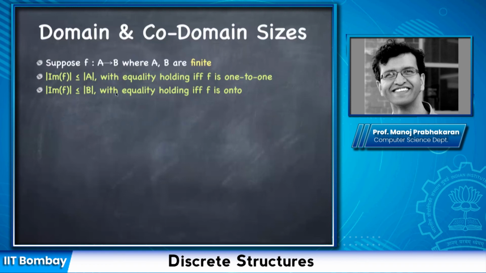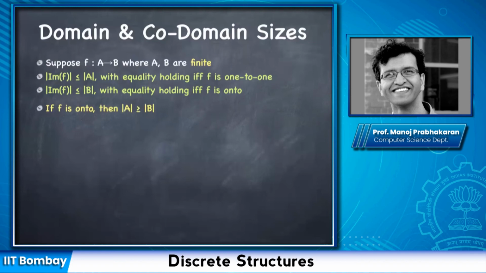These two things would be evident, but of course these make sense only when the sets A and B are finite. Otherwise, the sizes of these sets are not well defined. They could both be infinite, and then you cannot say things like equality holds only if f is onto. We will actually later talk about infinite domains and codomains.